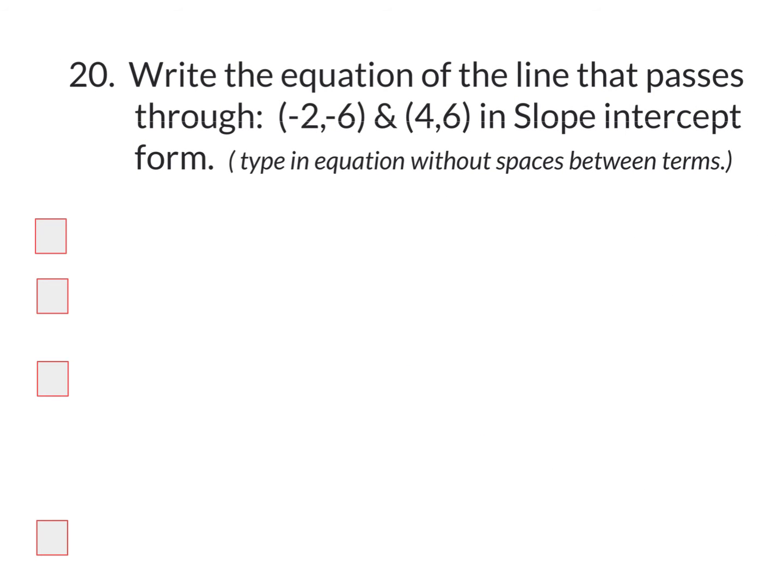Right here, they're asking us to write the equation of the line that passes through the 2 points in slope-intercept form. So once again, let's write down what slope-intercept form is. It's y equals mx plus b, and the b value is your y-intercept, the m value is your slope. So what do they give us? We need a m, we need a b. As a matter of fact, we could actually write that down. We need a m and we need a b, okay?